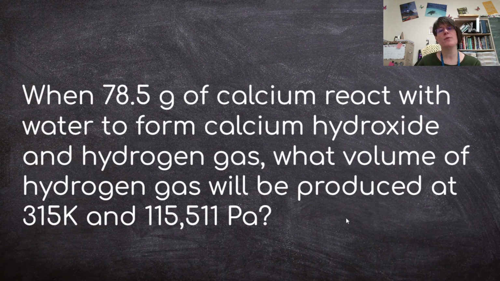Now, another type of problem we might see is going to combine gas stoichiometry with the ideal gas law. So when 7.15 grams of calcium react with water to form calcium hydroxide and hydrogen gas, what volume of hydrogen gas will be produced at 350 Kelvin and 115,511 pascals? So the first thing we see is that we're given a certain mass.